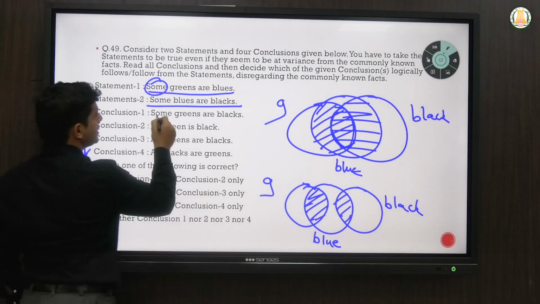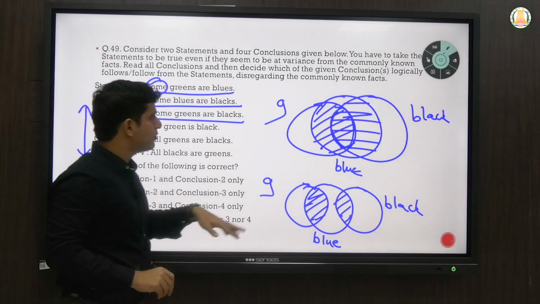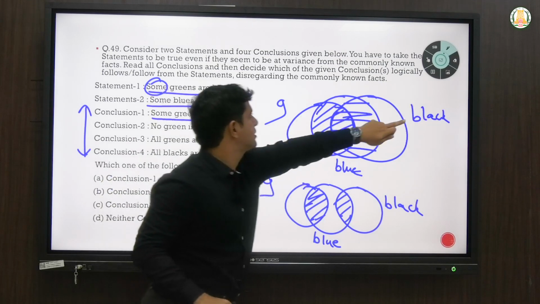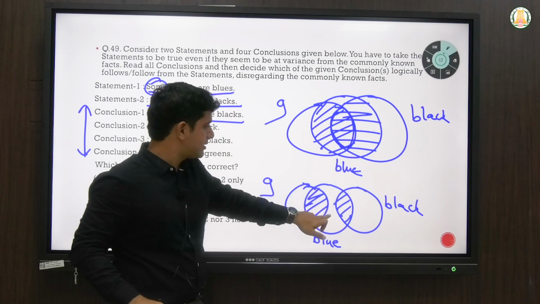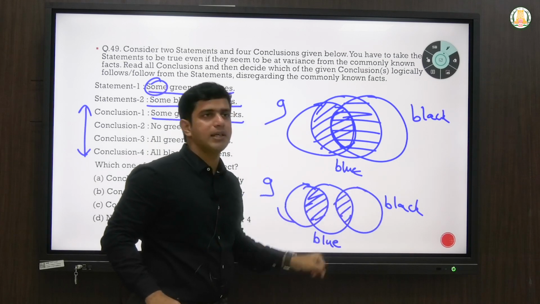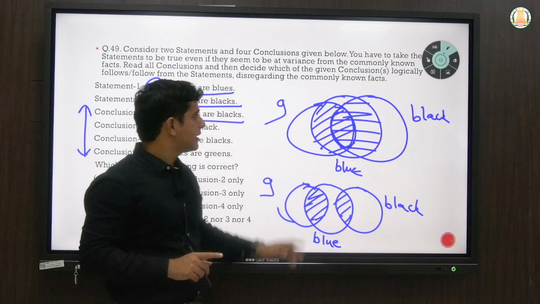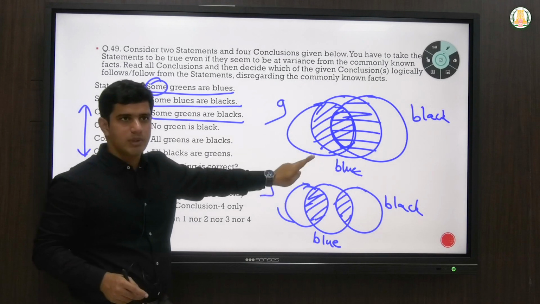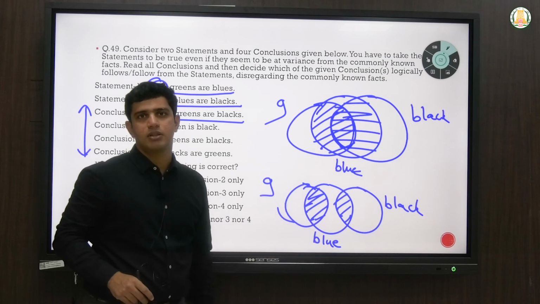So he's saying some greens are blacks. Conclusion. So can you actually conclude? No. In this case, yes, this is the green circle, this is the black circle. Here you can say, yes, some greens are blacks. But if it is this case, you cannot say, because the green circle and black circle do not have anything in common. So there might be a doubt here: since this is a possibility, can't we say this? These are two different possibilities. According to one possibility, this statement is true. But according to another possibility, this is not true.